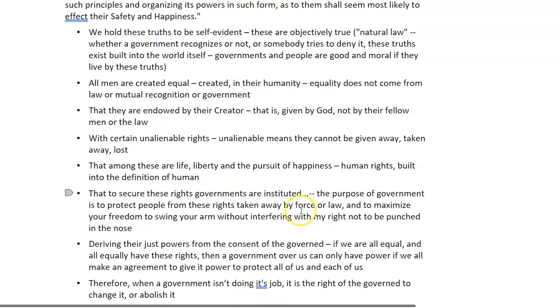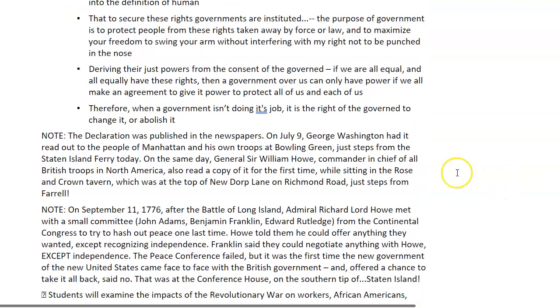Governments derive their just powers from the consent of the governed. If we're all equal, and all equally have these rights, then a government over us can only have power if we all make an agreement to give it power to protect all of us and each of us. If we do not consent to that government as a people, it loses its power. Therefore, when a government isn't doing its job, it is the right of the governed to change it or abolish it. Here's a couple of little asides.